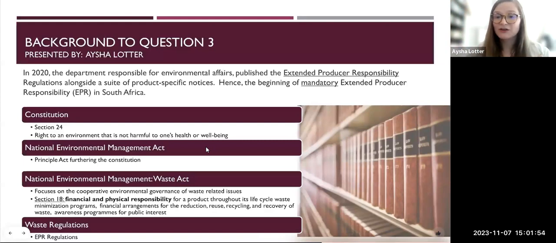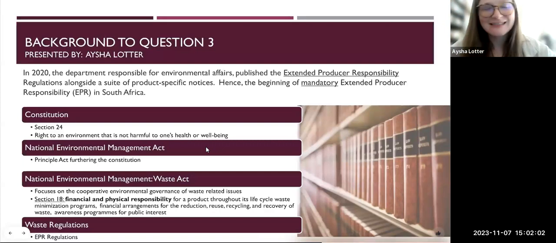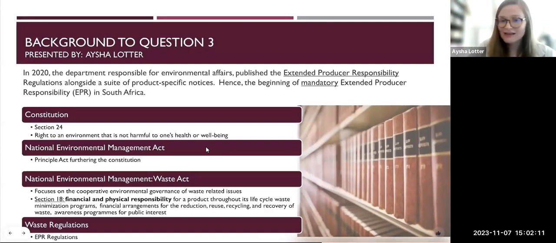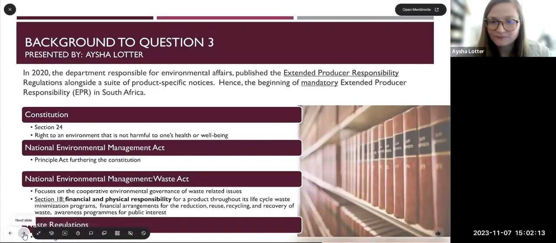First, you step and look at the Waste Act, then you look at NEMA, and then you go to the Constitution. It's kind of a principle of subsidiarity if we want to talk about it a bit more, but that is just a sense of how do we work with these regulations. So coming to the regulations, next slide, please.